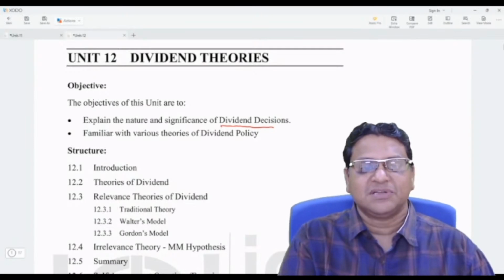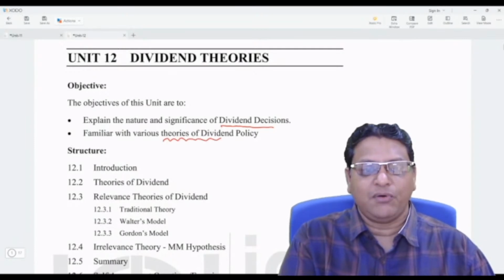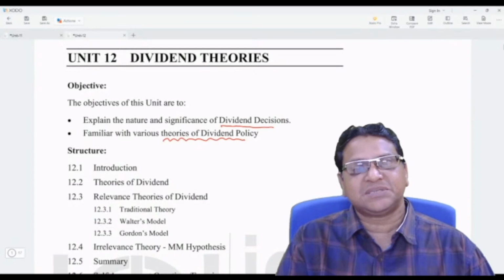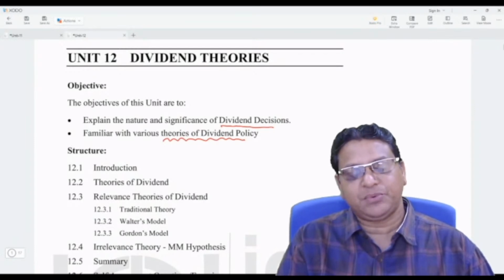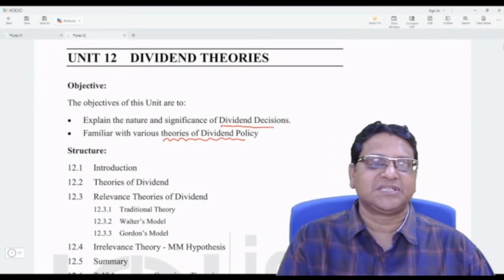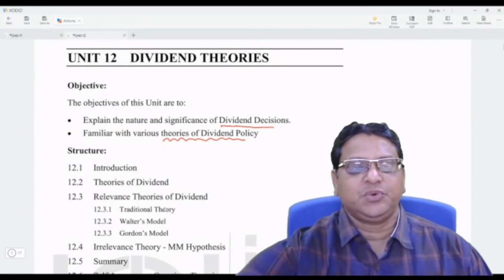Then we will discuss various theories of dividend policy. What are theories of dividend policy? These theories of dividend policy explain the relationship between dividend policy and value of the firm. So we will discuss these two things in today's class.